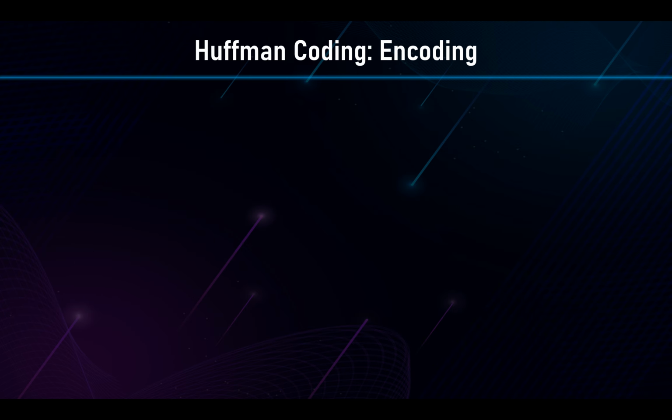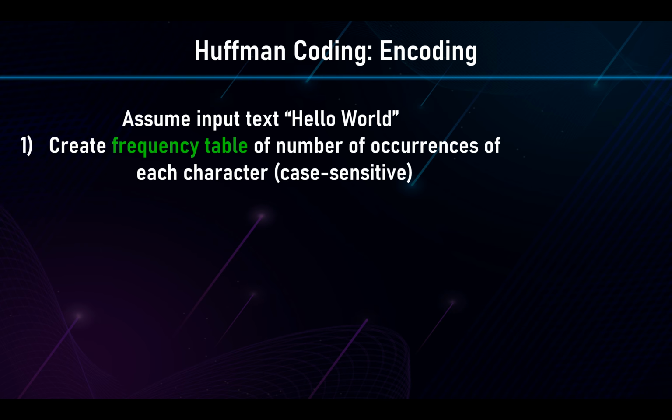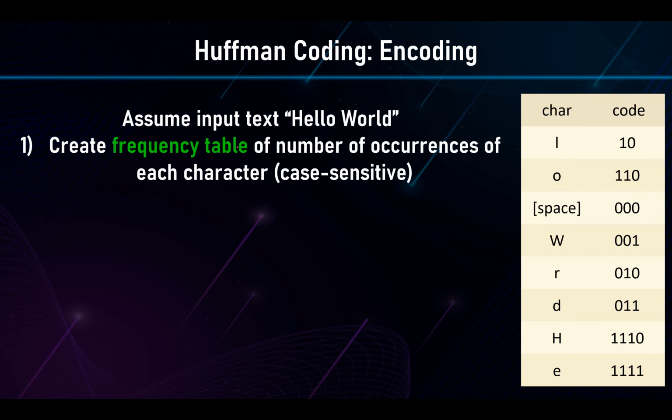Then if we look at Huffman coding, and maybe this is the last thing. If we have the input text 'hello world', first we just want to create a frequency table of the number of occurrences of each character, and this is going to be case sensitive. When it says case sensitive, this is saying that big 'H' is not equal to small 'h'. And since it's a character, let's put it in single quotes.